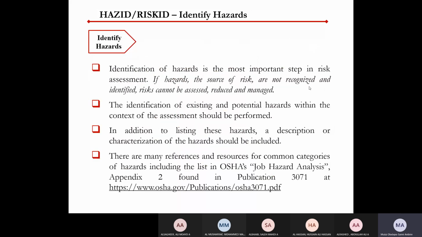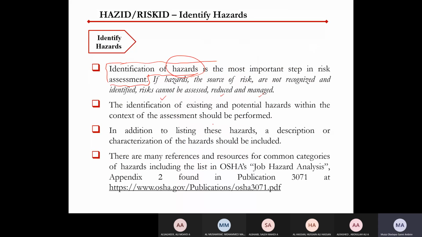So let's start with the first process, which is identifying the hazards. Now, identification of hazards is one of the most important steps in risk assessment because basically it all has to do with what kind of hazards are present in the workplace. And this is very, very crucial because once you miss any key hazard or any important hazard, then this may jeopardize your risk assessment effort. All right. So if hazards, the source of risk, are not recognized and identified, risk cannot be assessed, reduced, and managed.